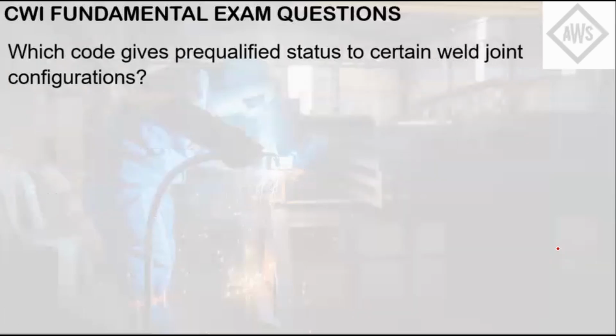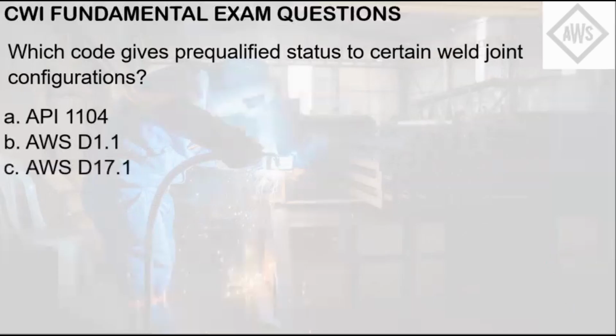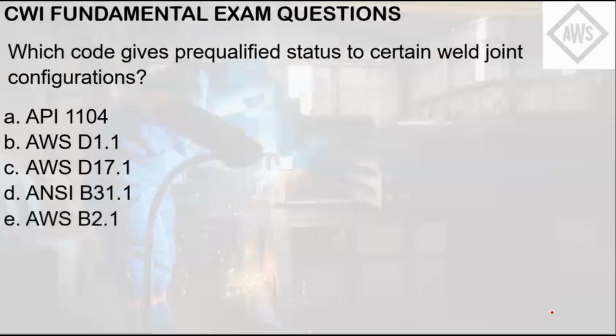Which code gives pre-qualified status to certain weld joint configuration? Letter A, API 1104. Letter B, AWS D1.1. Letter C, AWS D17.1. Letter D, ANSI B31.1. Letter E, AWS B2.1. So let's just run through the codes here. API 1104 is for pipelines of oil and gas and petrochemical industries. Mainly pertains to the welding of those pipelines.